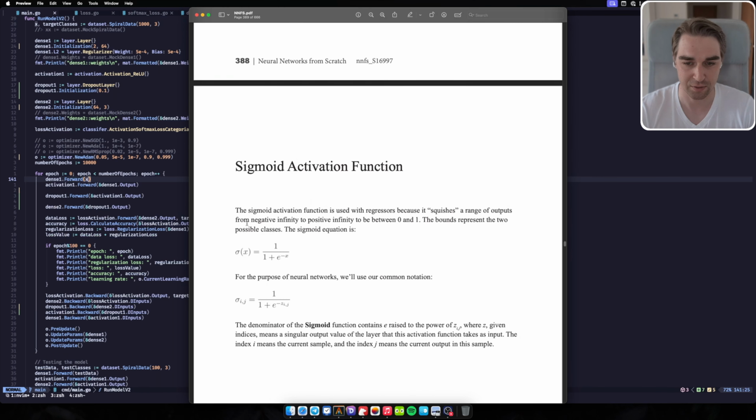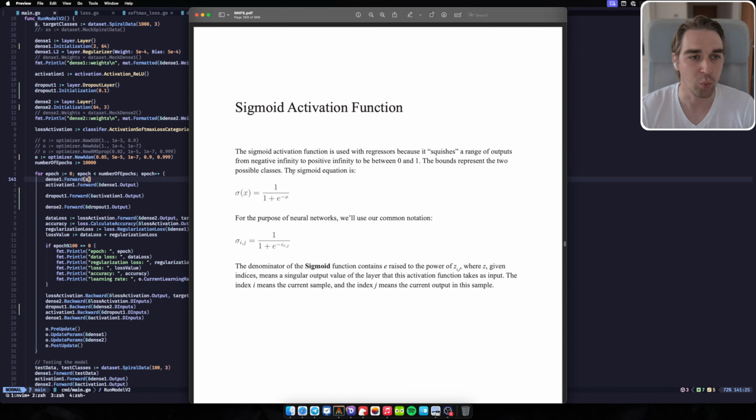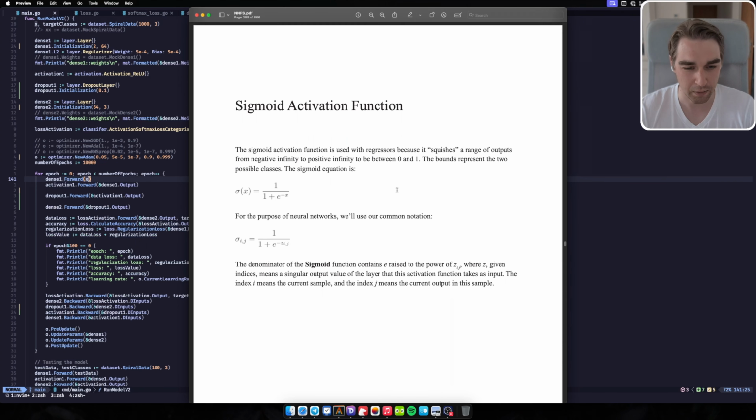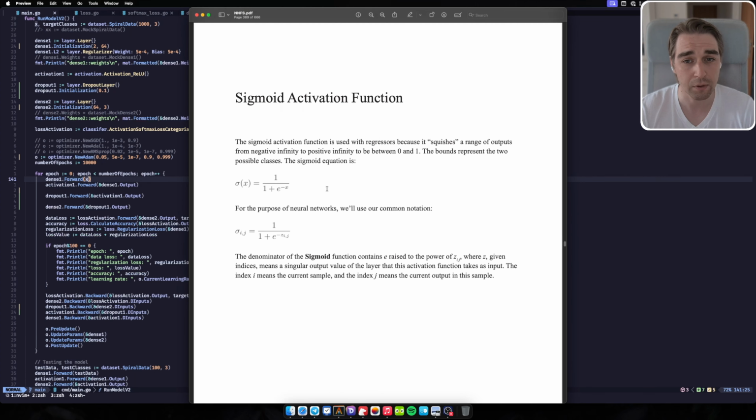Sigmoid activation function. Okay, I've been waiting for the sigmoid, because one way or another you need to face the sigmoid here. The sigmoid activation function is used with the regression because it squishes a range of the outputs from negative infinity to positive infinity to be between 0 and 1. I hope there will be, yes, there is 1. The bound represents the 2 possible cases. The sigmoid equation is 1 divided by 1 plus e to the minus x.